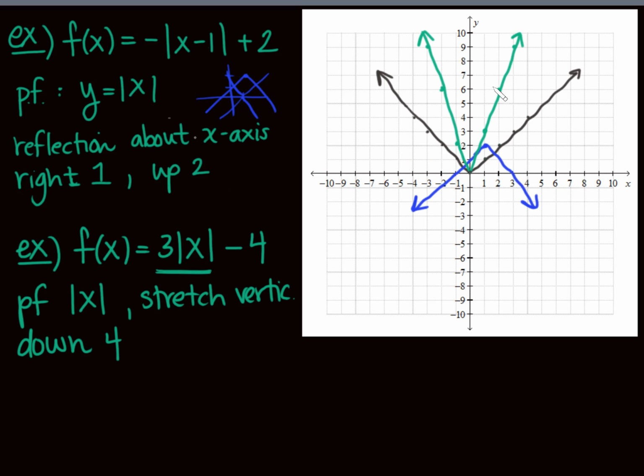Okay, so this guy gives me that vertical stretch, and then I'm going to move this green guy down 4. 1, 2, 3, 4. This point right here would be moved down 4. 1, 2, 3, 4. It's reflected about here because it has symmetry about the y-axis. And then this guy's going to be down 4. 1, 2, 3, 4.